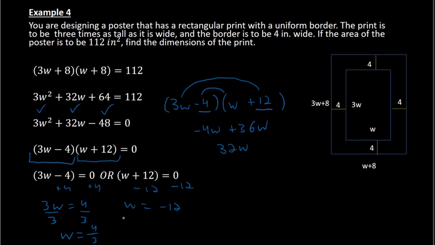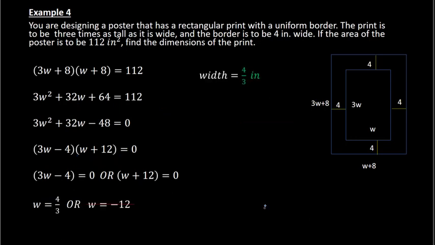Now, a negative width does not make sense, right? We cannot have such a thing as a negative width. So this negative 12 does not work, which means my width must be 4 over 3. So that is what I see right here. The width is 4 over 3 inches. All right, so that would be this part right here, 4 over 3.